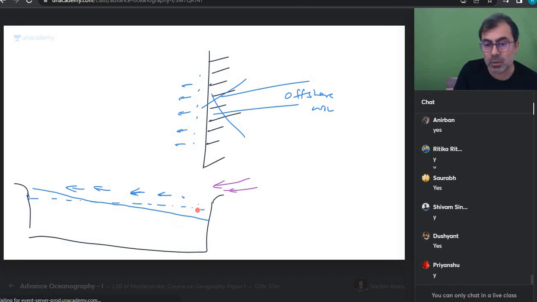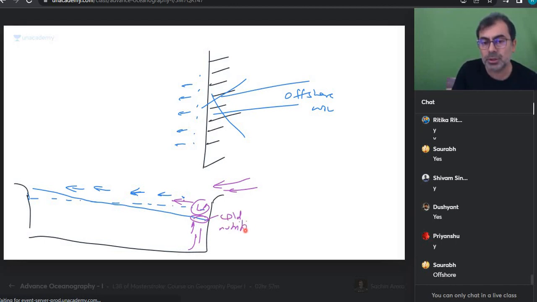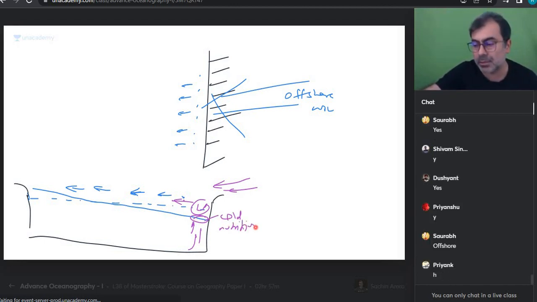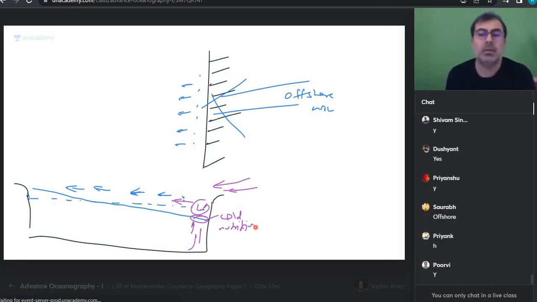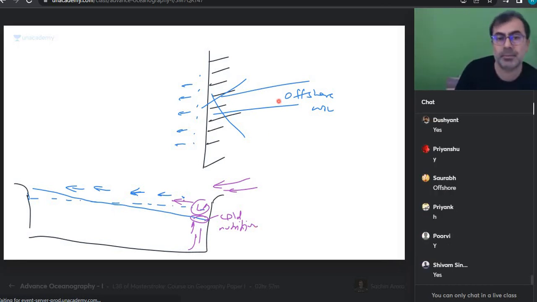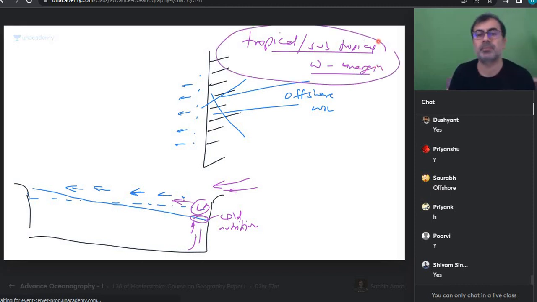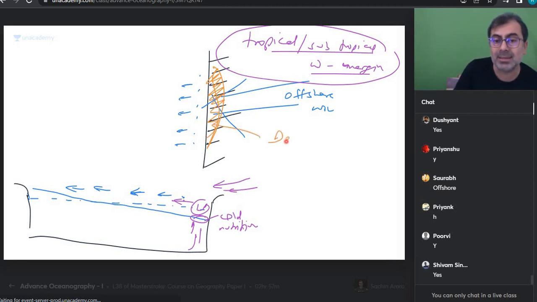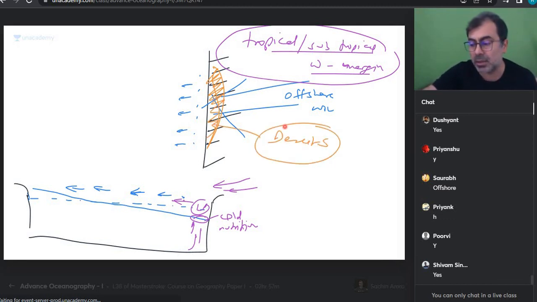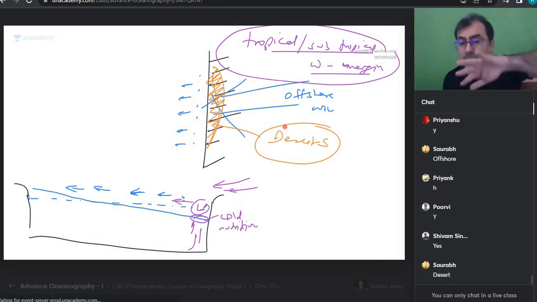As a result, to compensate for the low pressure over here, because the water is pushed out, a vacuum is created. The water from the bottom starts coming up and brings cold, nutritious water to the top. Is everyone with me on this? Upwelling: tropical, subtropical areas, western margin. Often results in what? Deserts. So off the coast of these deserts, we can find upwelling happening. Generally, tropical, subtropical, western margin.